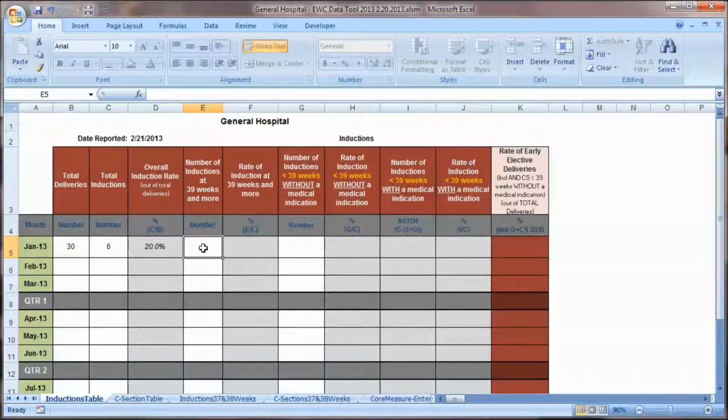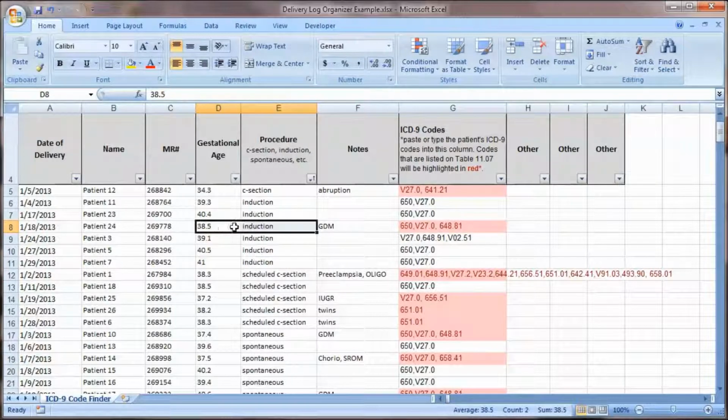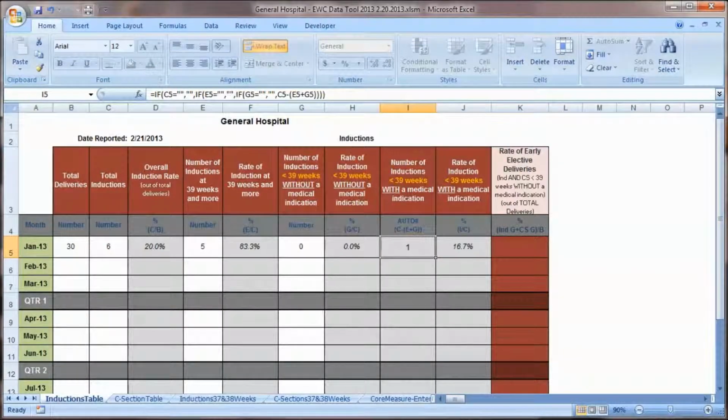And I know that 5 of those were at 39 weeks and more, and there were no inductions at less than 39 weeks without a medical indication. Column I then calculates the number of inductions less than 39 weeks with a medical indication. And I can verify that information by checking my delivery log. And there was, in fact, 1 induction at 38 weeks with a medical indication of gestational diabetes. Again, the use of the delivery log organizer is optional.